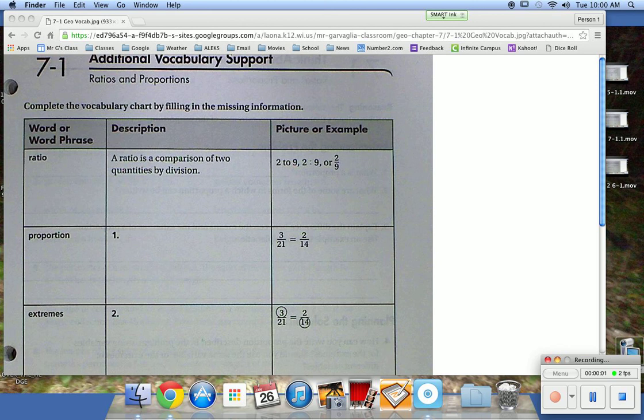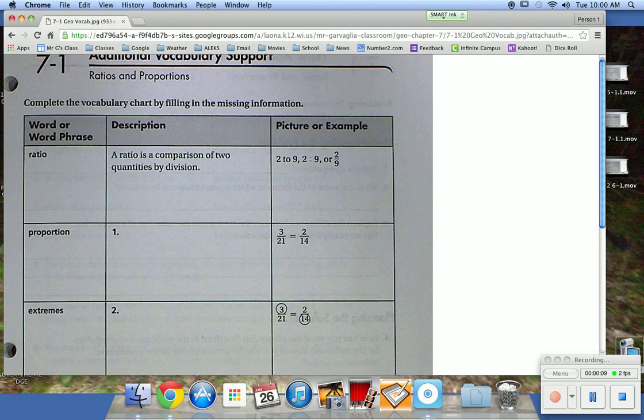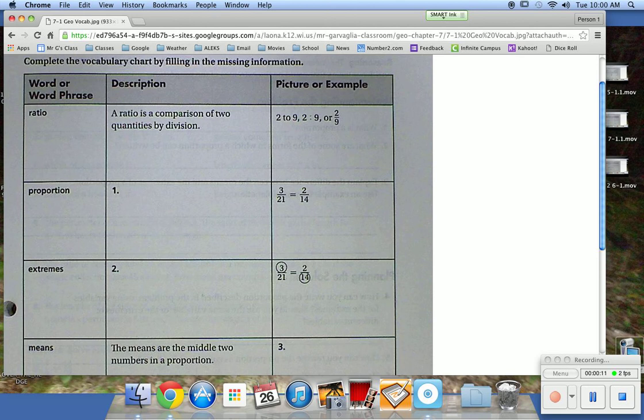All right, last week we started with 7-1 and we went through some vocab for this. Ratio, knowing what a ratio is, we can call it 2 to 9 or 2:9, or 2/9 is a way that we can signify ratio.